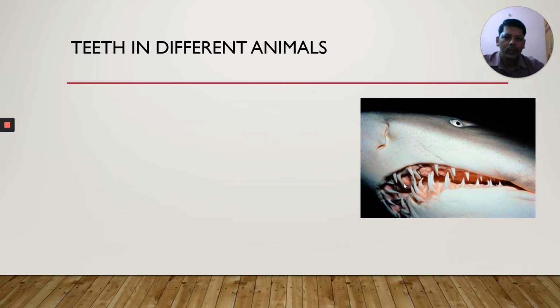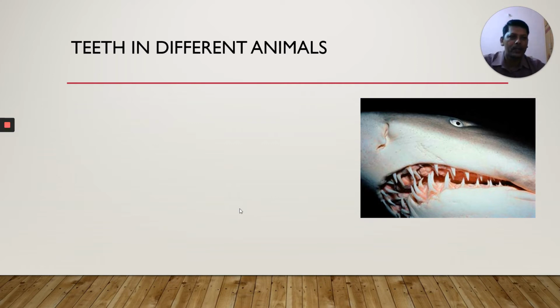I told you this in the previous video about nutrition in chordates. These are sharp teeth of the shark fish, and these teeth are backwardly directed. These teeth are modified placoid scales.